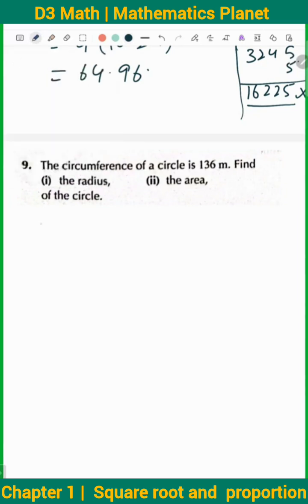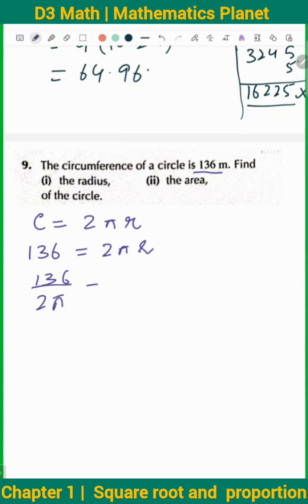Circumference of the circle. What is the formula for circumference? Circumference is equal to 2 pi r. And circumference is equal to 136. So 136 is equal to 2 pi r. So 136 divided by 2 pi is equal to r. So what will be the value of r? Use your calculators and tell me the value.